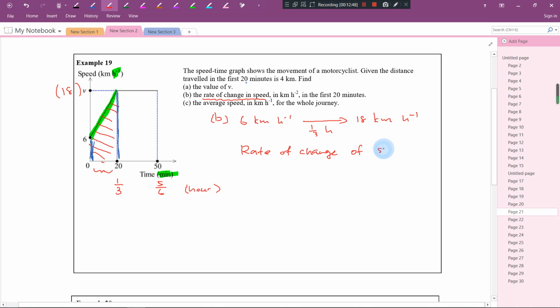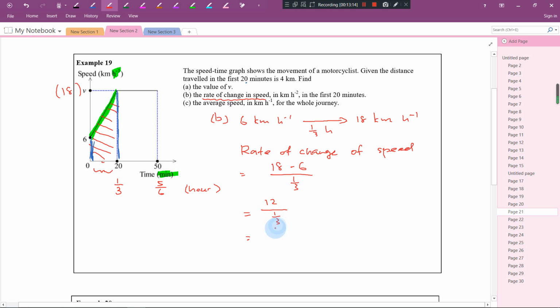In speed or off speed is okay. Rate of change of speed. So you take the final speed minus the initial speed, I think you still remember, right? Last time you learned it, I think, from Secondary 2, if I'm not mistaken. Then divided by the time taken, which is 1 over 3 hours.